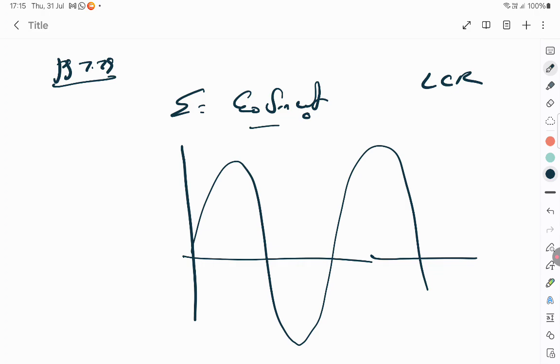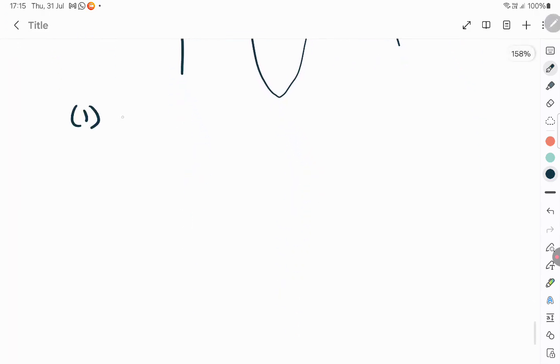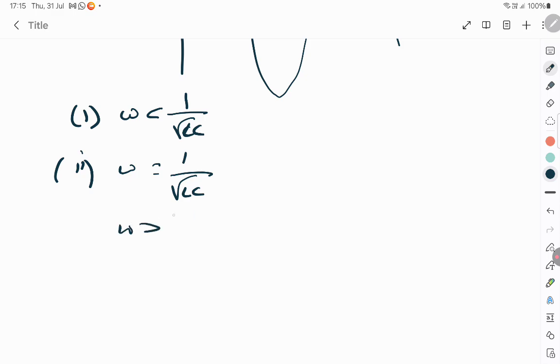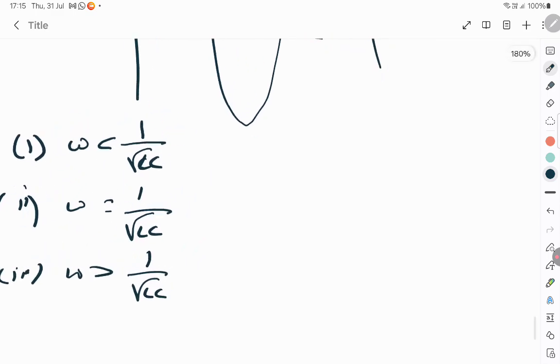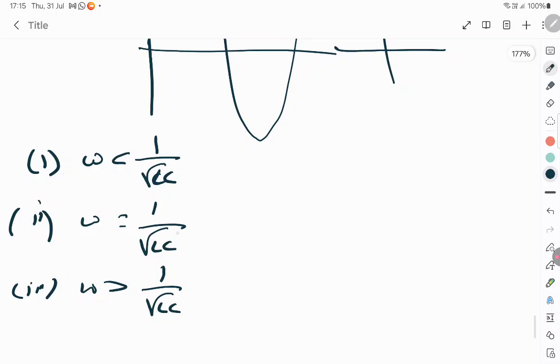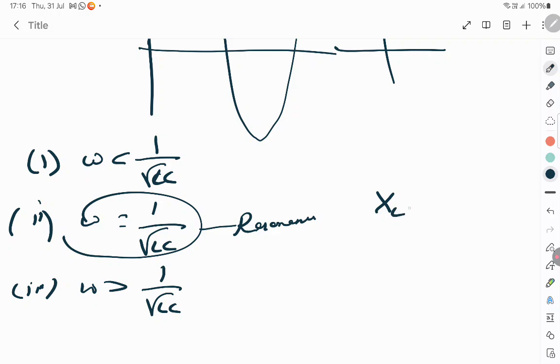But the conditions are: current leads or lags when omega is less than 1 by root of LC, omega is equal to 1 by root of LC, and omega is greater than 1 by root of LC. Three conditions they ask me to check. Normally, as soon as you see this, you know this is the condition for resonance, when XL will be equal to XC, or L omega is equal to 1 by C omega, omega square is 1 by LC, omega itself is 1 by root of LC. This you already know.